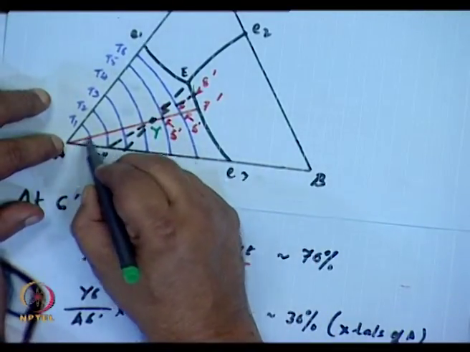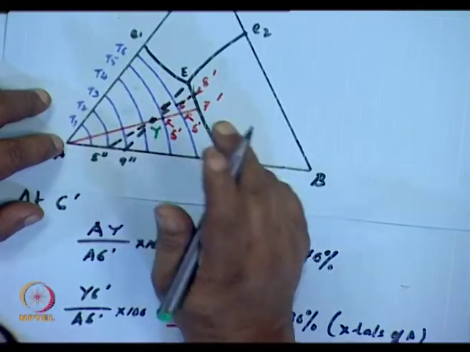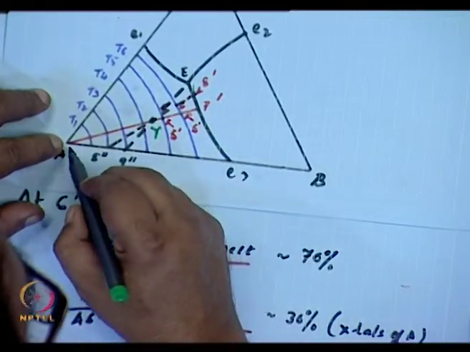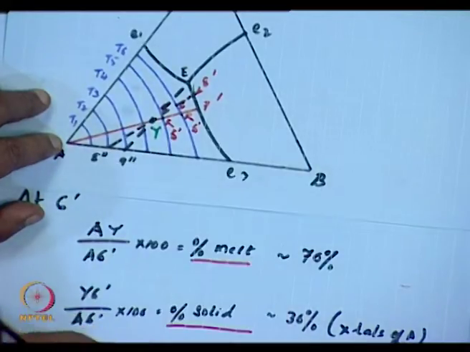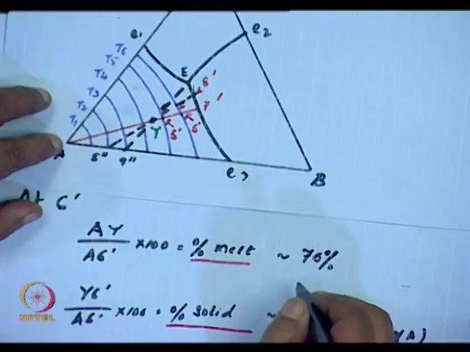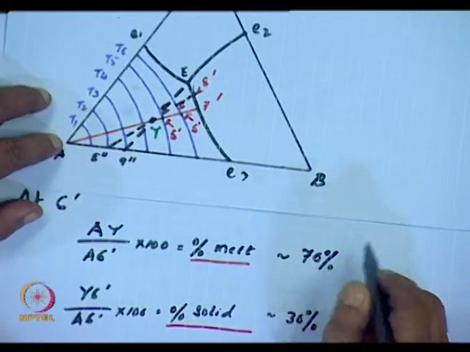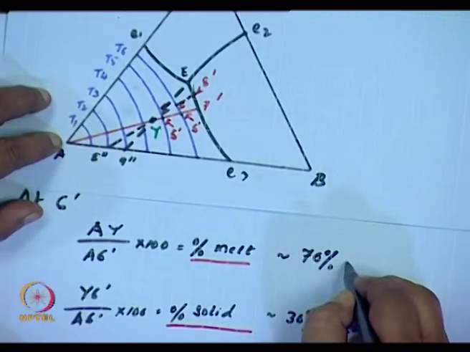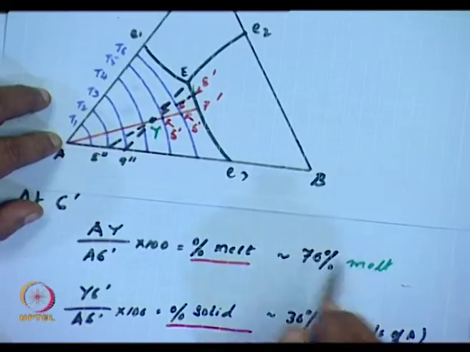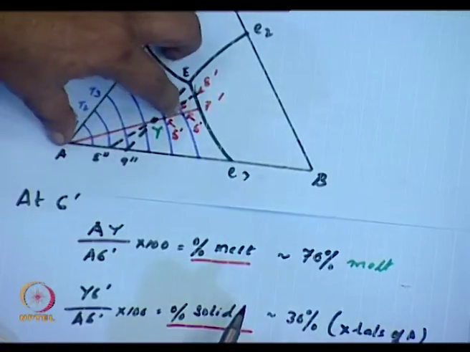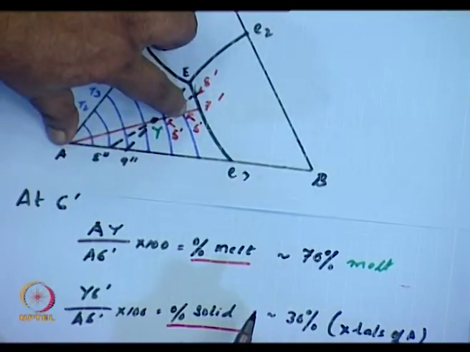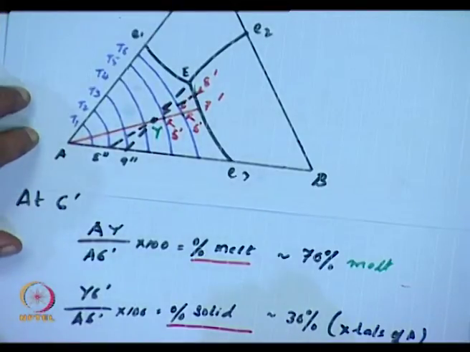this AY is proportional to the lever rule amount of liquid, now divided by this entire A6 dash, multiplied by the 100, and that is the percentage of melt, and it comes out to be 70% of the mass is melt. While Y6 dash divided by this entire line A6 dash multiplied by the 100% gives you the percent of the crystals of A.